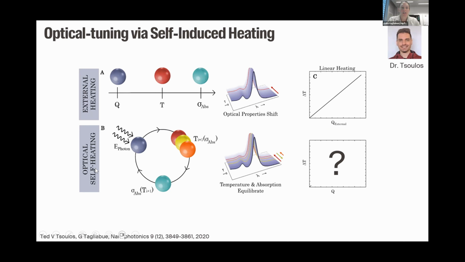If we now start using optical self-heating or photothermal dissipation, however, this becomes clearly an interactive loop. So we absorb a certain amount of photons, we generate a certain amount of heat and reach a certain temperature.